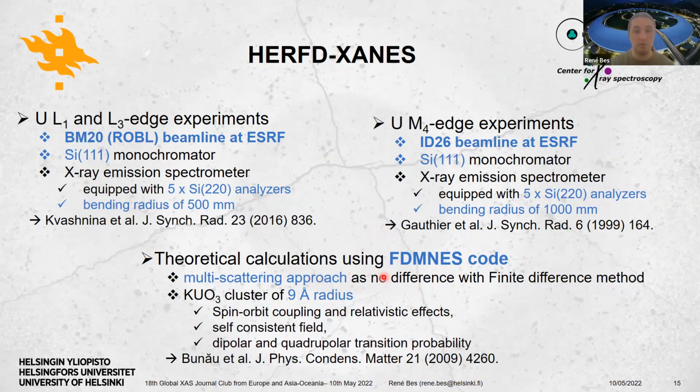For this particular case, we saw no difference between using the finite difference method or the multiple scattering approach. Multiple scattering being less expensive, theoretically and calculation-wise, we focus on it. It is also the one used in the FEFF code, for example. We use KU3 clusters of 9 angstrom radius, taking into account spin-orbit coupling and relativistic effects because it's uranium, self-consistent field, and we look at the dipolar and quadrupolar transition probability, because it has been demonstrated lately thanks to the high resolution that at the uranium L3 edge there is a quadrupolar transition overlapping with the states probed during the L3 edge.